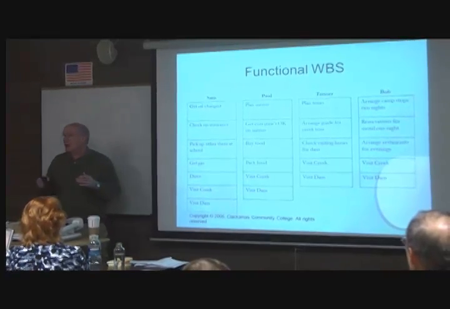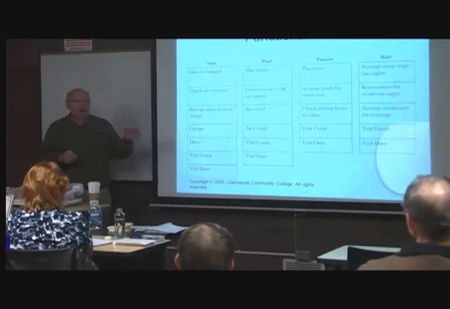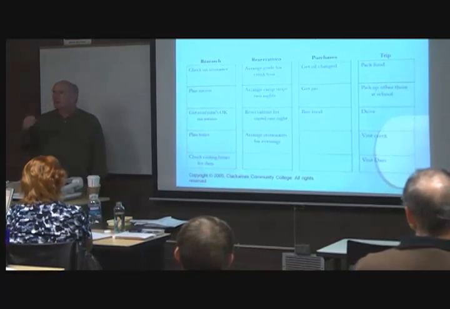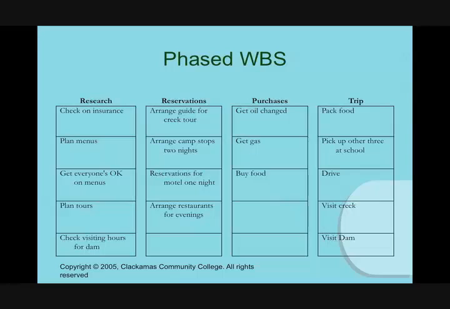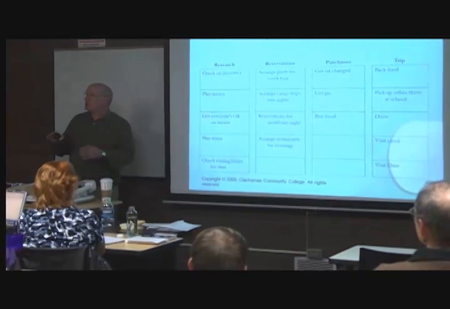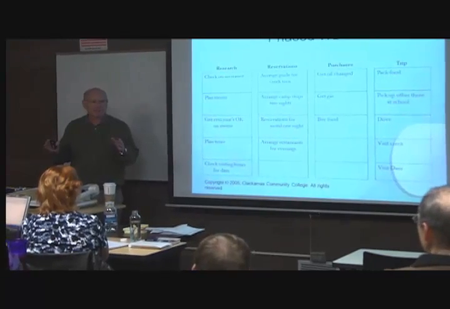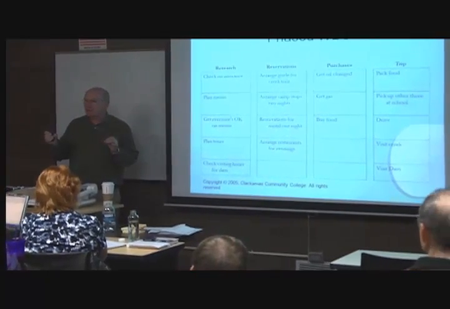So what I asked them to do is, well, okay, so much for the functional alignment. Why don't we go ahead and look at a phased alignment? I had them redo it. And basically, they were moving these sticky notes around, and this is what they came up with. A research phase, a reservation phase, a purchase phase, and a trip phase. Research: check on insurance, plan menus, get everyone's okay on menus, plan tours, check visiting hours. Reservations phase: arrange a guide for the creek tour, arrange camp stops 2 nights, reservations for motel 1 night, arrange restaurants for evenings, etc. Same information, just arranged differently. Does everybody get that we can think about this different ways?